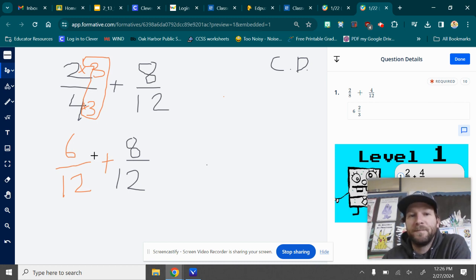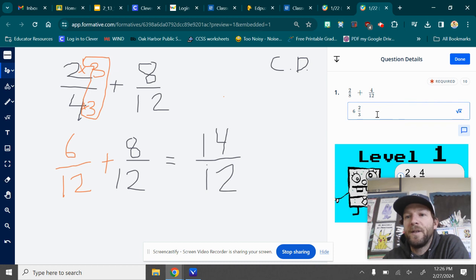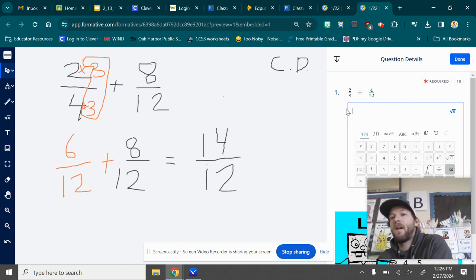So now I can add them. Is 12 plus 12 24? It is, but I don't do that because these are 12ths. They're staying 12ths. 6 plus 8 is 14, I'm pretty sure. Yep. And I'm done. Yay, let's type it in and turn it in and be done forever.